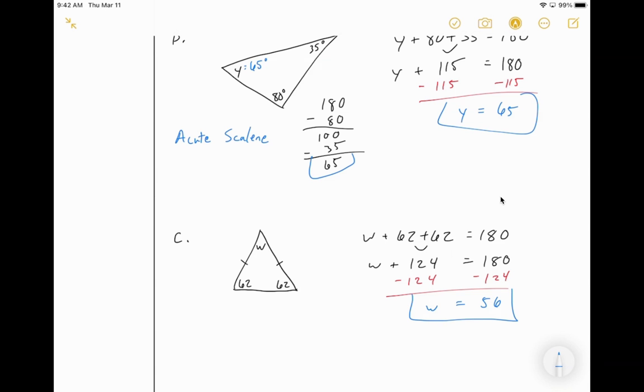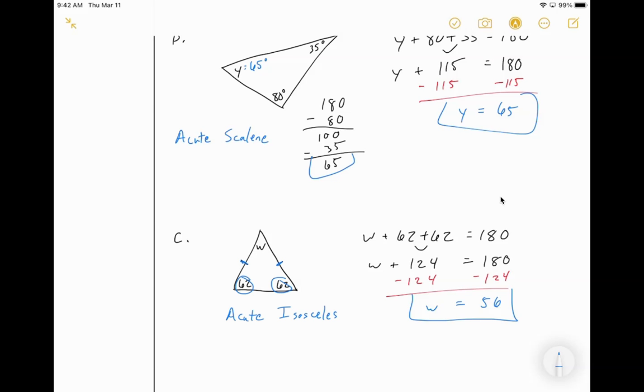Very good. And what kind of triangle is this? Yeah, very good. So you guys are putting that in chat. This is an acute isosceles because two of the sides are the same. How do I know? Because of these marks here, and also because the angles are the same. So that's what you have to do.